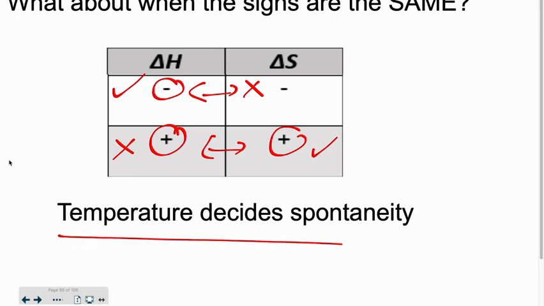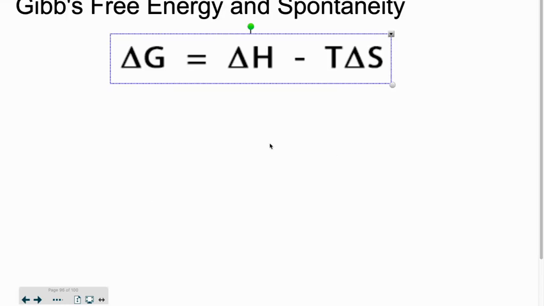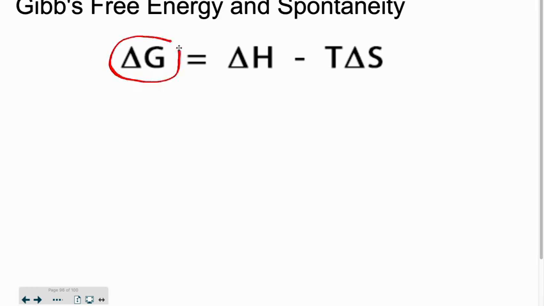All right, to solve this problem once and for all, we take a look at this equation, which is known as the Gibbs free energy. Josiah Willard Gibbs was a physicist who did quite a bit of work in this area, and he gave us this equation. I would strongly suggest that you memorize it. Now, we can take a look at delta G as our final decider of spontaneity.